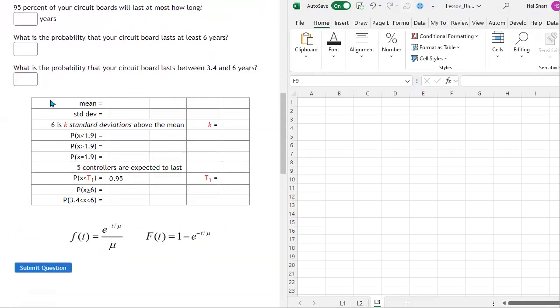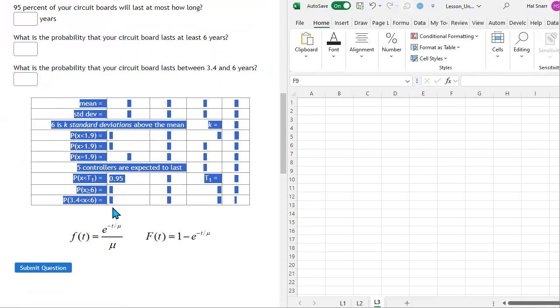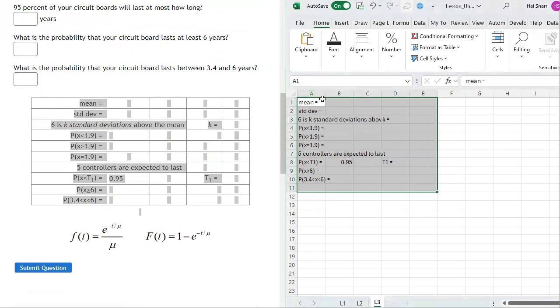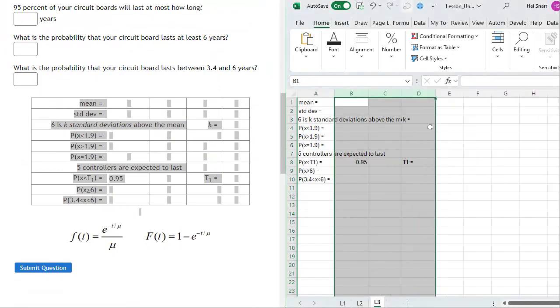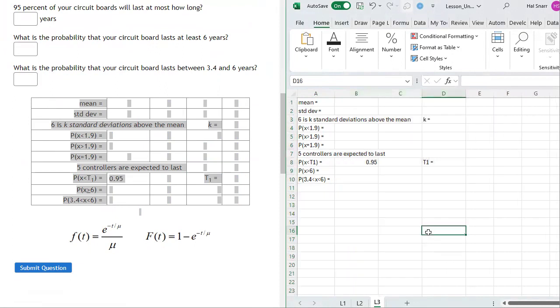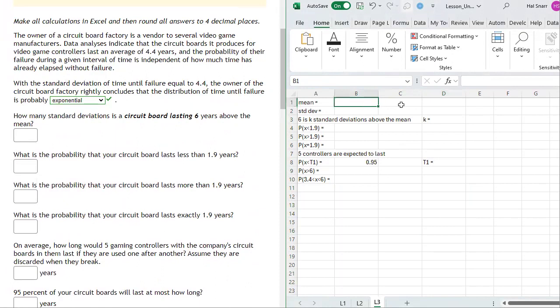We're going to fill out this table down here to answer these questions, like we did with the normal distribution, right? I'm going to copy this table. I'm going to paste it, and then choose match destination formatting. Okay. Mean of the distribution is 4.4. The standard deviation is 4.4.